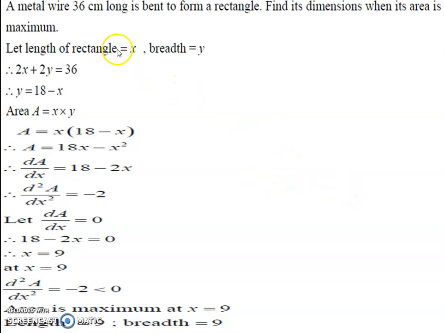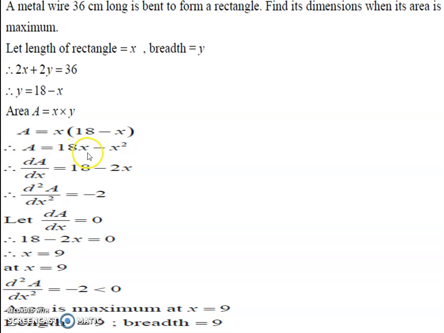36 metal wire we have to consider. Next example is 40. So rectangle, length is x, breadth is y. 2x plus 2y is equal to 36 is the perimeter. Yes, understand. So take 2 common, obviously. So we have y is equal to 18 minus x. So area is x into y. A is equal to x into 18 minus x, the other side. So 18x minus x square.